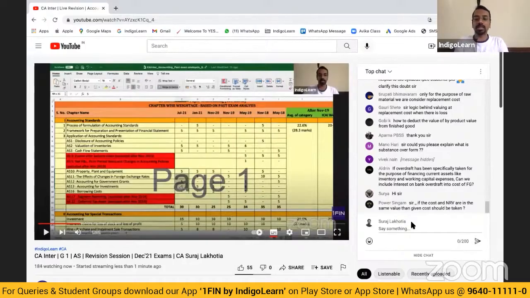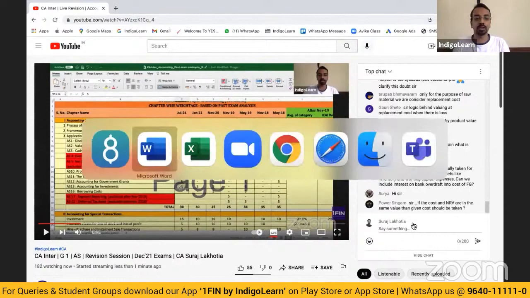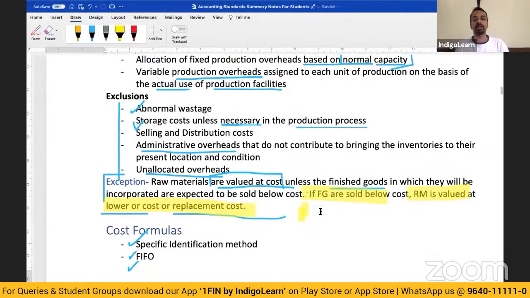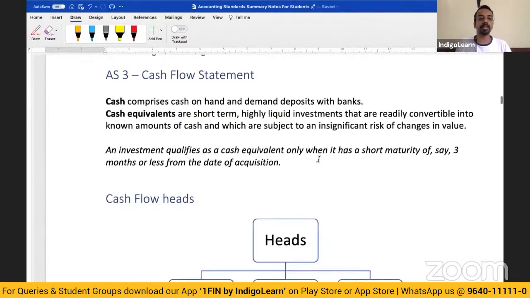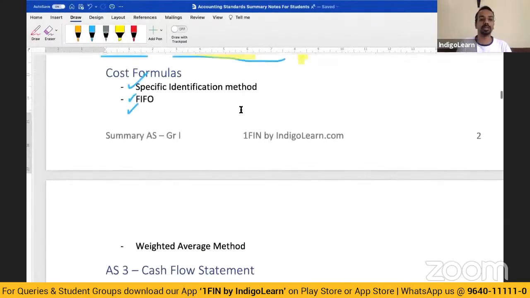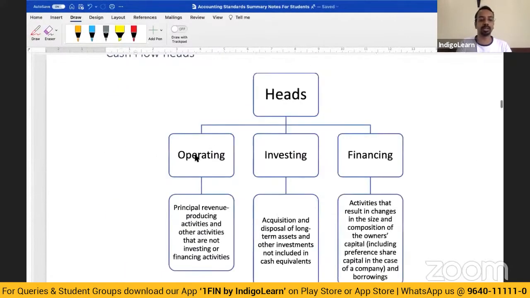If cost and NRV are the same, then obviously whether you take cost or NRV doesn't make a difference. It has to be lower of cost or NRV. If both are equal, you can take any of the product. Okay. So with this, it's a quick summary of AS2. We've finished it off. We'll move to accounting standard 3, which is to do with the cash flow statement.